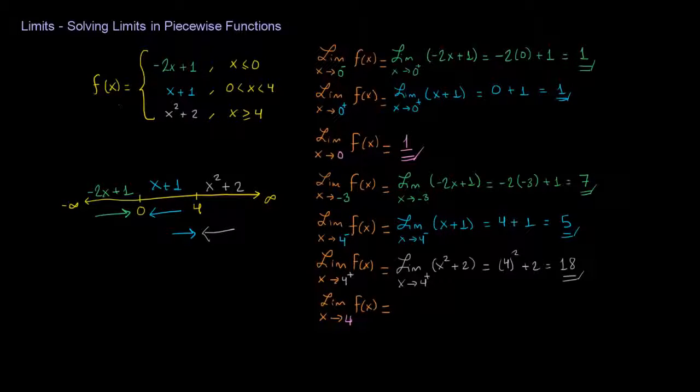Now, the next question is, what's the limit for f of x when x approaches 4? That is the general limit when x approaches 4. In order for it to exist, the previous two, the 4 from the left and the 4 from the right, must have the same value. So we can see they're different. This one is 5, 4 from the left, and 4 from the right is 18. So here the limit of f of x when x approaches 4 doesn't exist. And that will be it for this exercise.